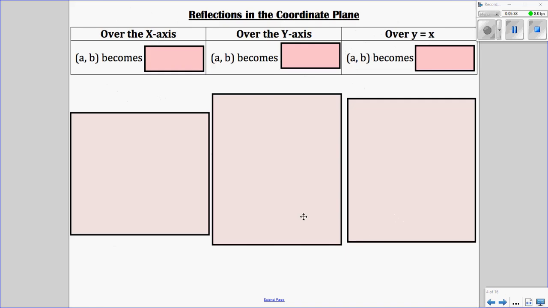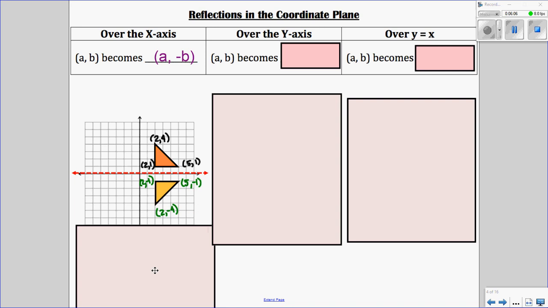Alright, so there's going to be different types of reflection on the coordinate plane. And remember, the coordinate plane is where the y and the x-axis meet and create all the grids where you can have all the points on that graph. So if you're reflecting over the x-axis, which is the horizontal line, that means whatever point you have, let's say your point was (a, b), it will become (a, negative b).